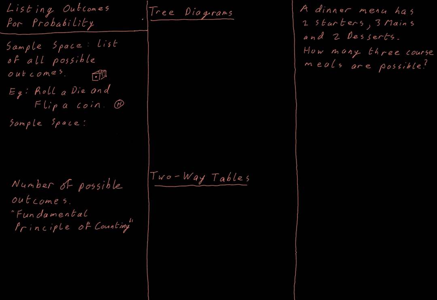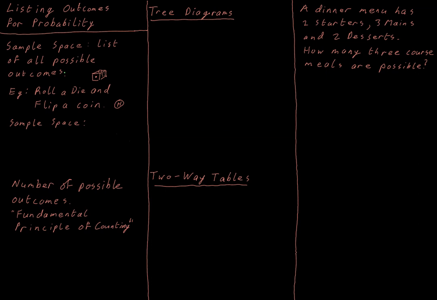Hello. Now we are going to look at listing all of the possible outcomes for probability type questions. So whenever we're listing outcomes in a probability setting, we're talking about a sample space. The sample space is a phrase we're supposed to know, which is the list of all possible outcomes. So if we're looking for all of the things that could possibly happen, then we're looking at the sample space.